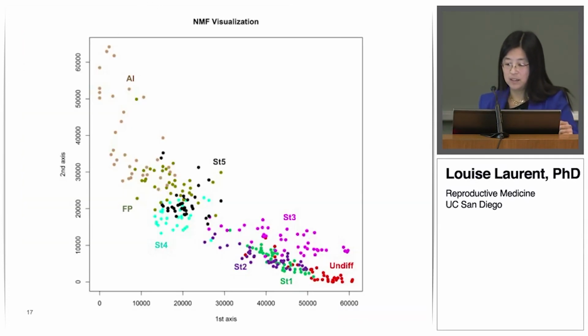And that is very consistent with this NMF visualization, where you can see stage 2 and stage 3 are the purple and the magenta. And so you can see there is quite a lot of overlap in those 2 populations. So as I said, we're doing a lot of work to still sort out exactly what's going on with the signaling pathways in these different populations.